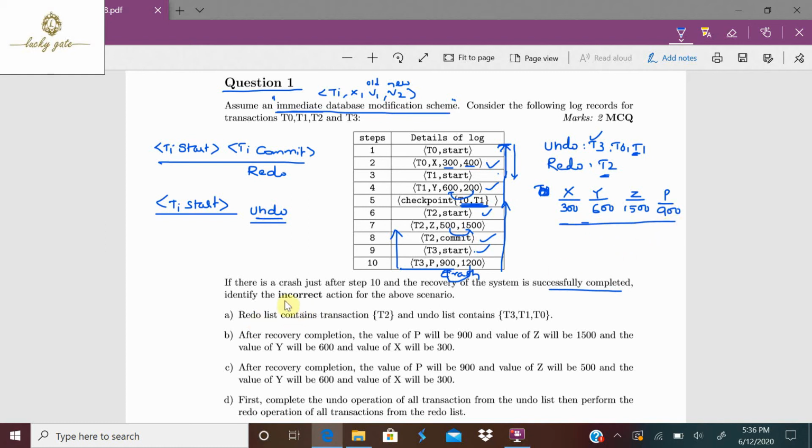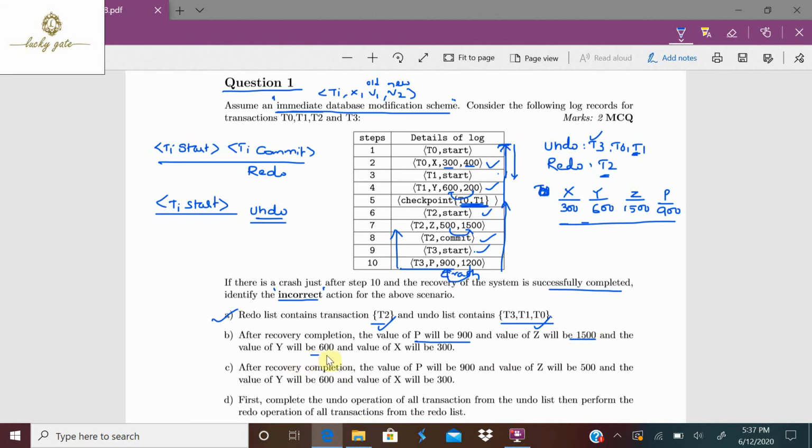Now the question is, identify the incorrect action for the above scenario. Option A: the redo list contains transaction T2. This is correct. The undo list contains T3, T1, T0. It is correct. Option B: after recovery completion, the value of P will be 900. Correct. The value of Z will be 1500. This is also correct.